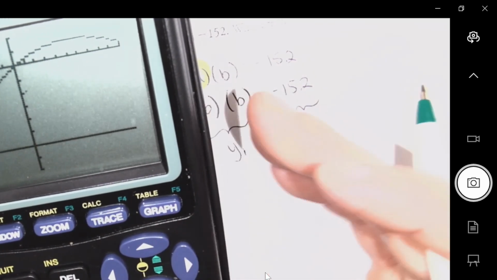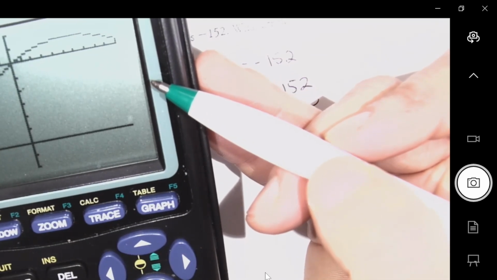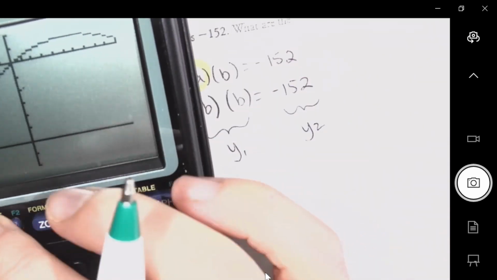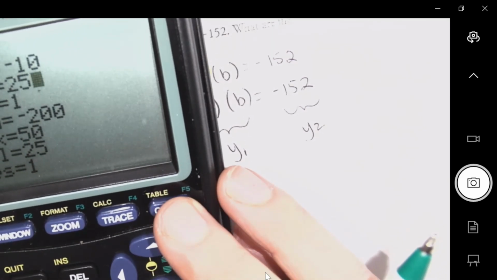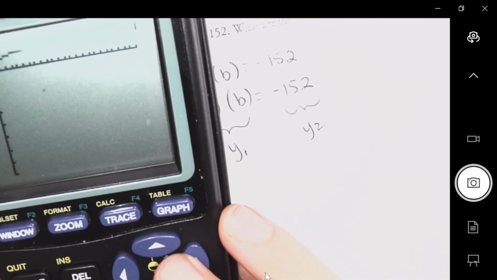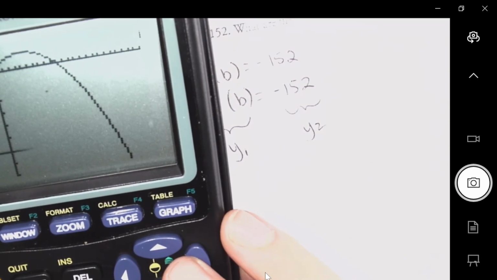So, for me, I'm going to move my x max. I want more on the x max there. I'd like to see it all. So I'm going to go 25 to the x max. And I really like that. That's good.